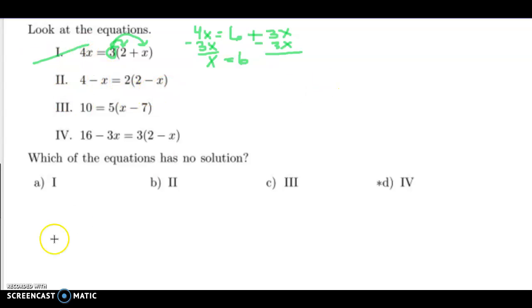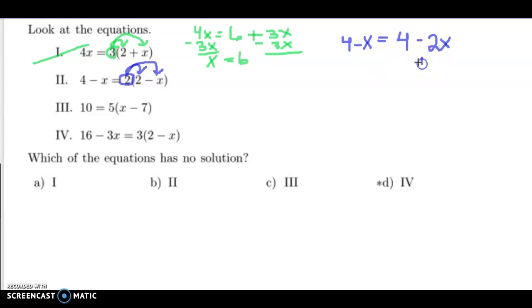Let's look at number 2. I'm going to do that in a different color. So I have 4 minus x. I'm just going to copy that part. I have 2 times 2, and then 2 times a negative x if I'm going to distribute that 2. 2 times 2 is 4. 2 times negative x is negative 2x.